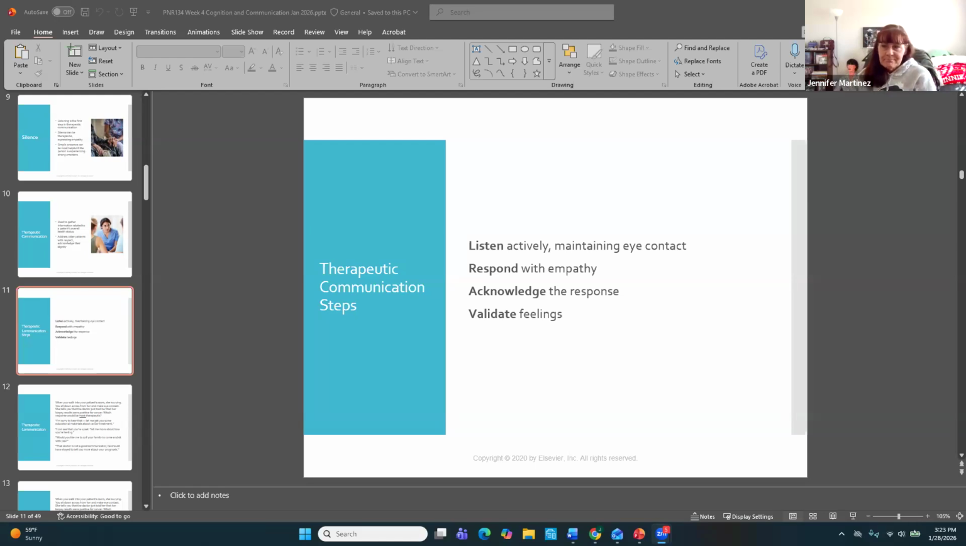Acknowledge them. Okay. So there's different ways that you can acknowledge their response. It could be as simple as saying yes or no. It could be using words like, uh-huh, tell me more, go on with what you're saying. It could be even things like repeating back to them or paraphrasing so that you make sure that you hear that information correctly. And then validate their feelings.